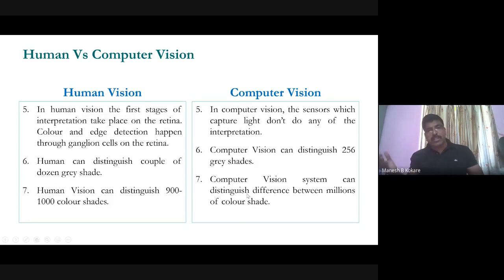Whereas in the computer vision system, all those more than 16 million color shades, every color shade, can be distinguished by using the computer vision system.